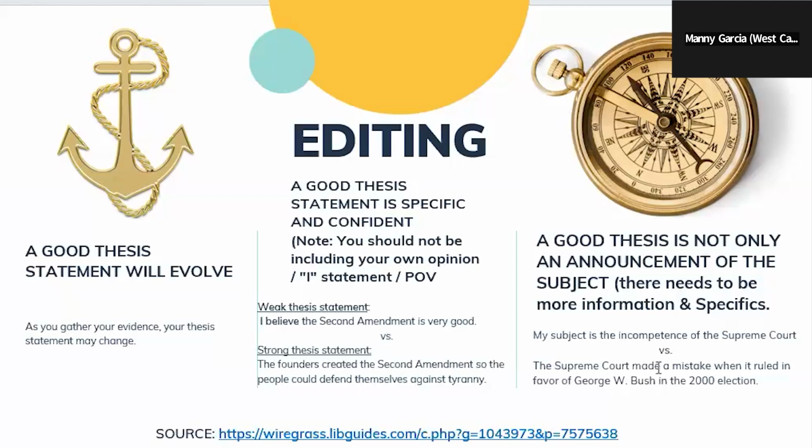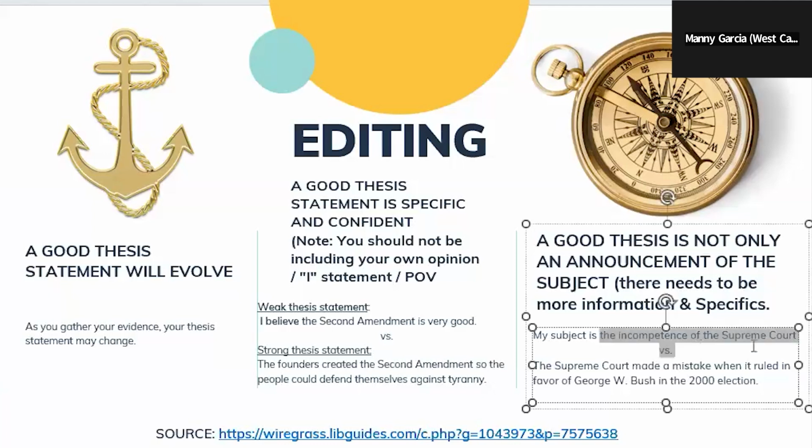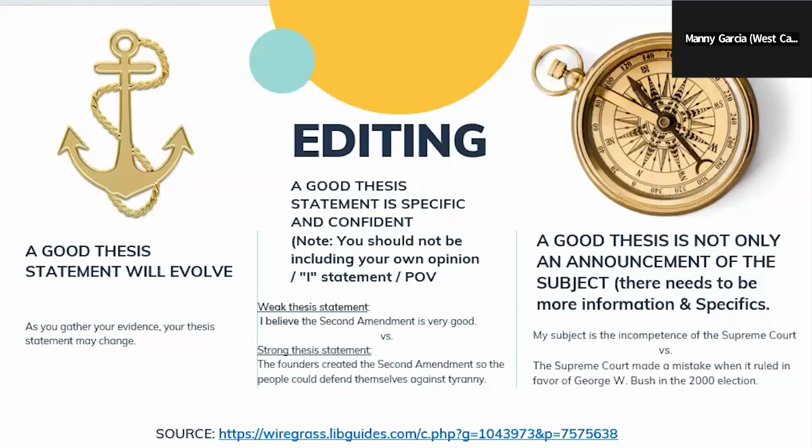What about the second one? What does the second one do that the first one lacks? It's both factual and non-personalized. Right. The other thing is that it presents to us, very simply, evidence. The first one says, my subject is the incompetency of the Supreme Court. So we know that the subject is going to be the court, and specifically its incompetence. However, you have to give us an example of this incompetence. You have to demonstrate how this institution of government is acting incompetently.